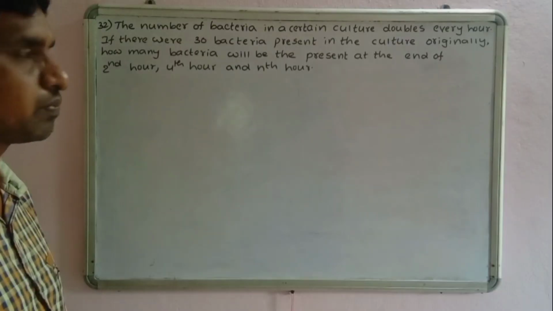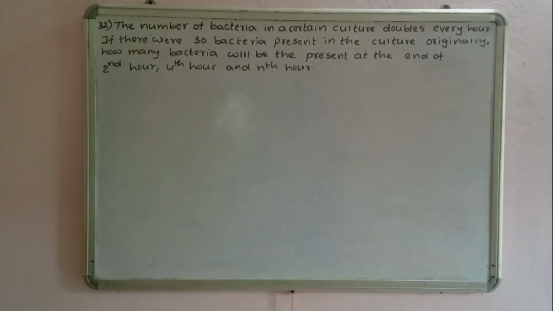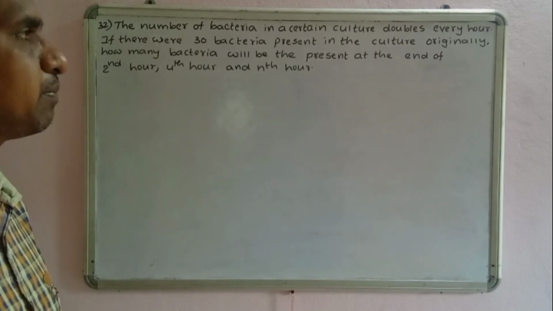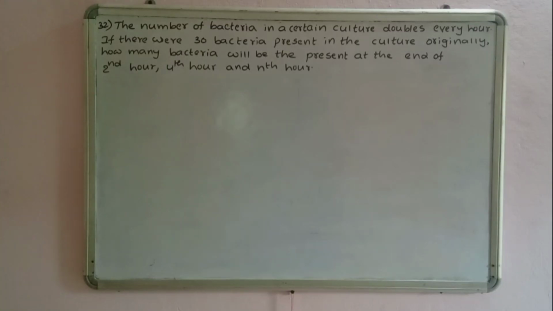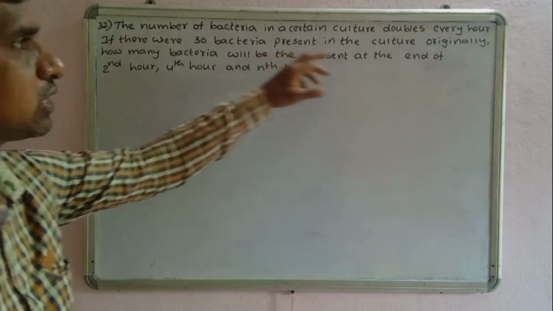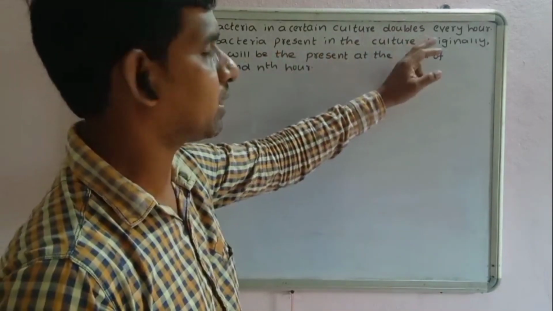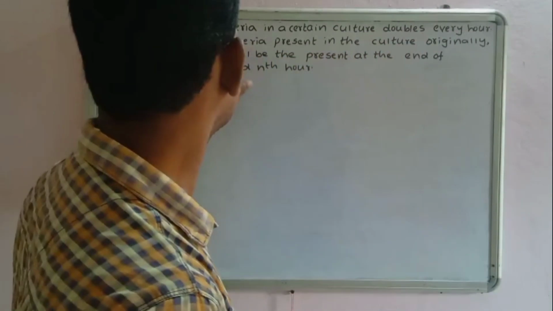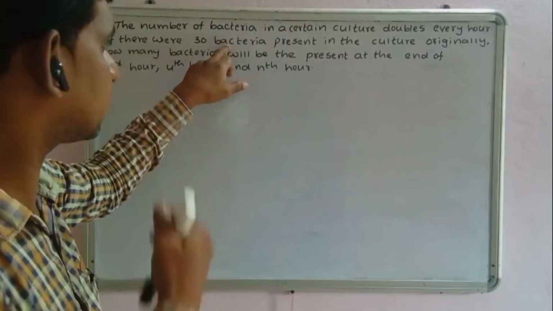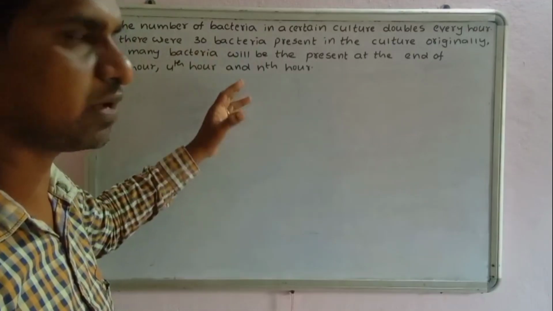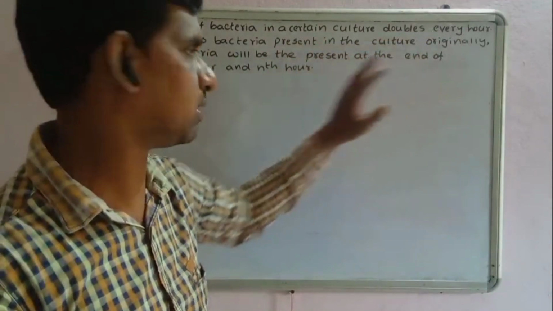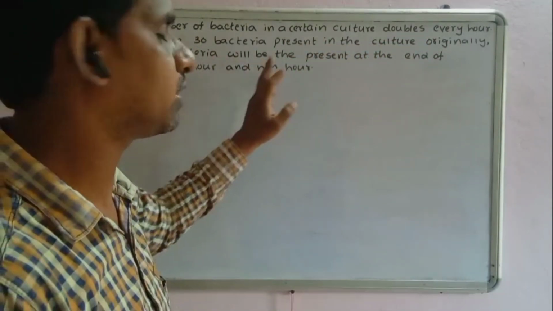See problem 32. The number of bacteria in a certain culture doubles every hour. If there were 30 bacteria present in the culture originally, how many bacteria will be present at the end of second hour, fourth hour and 10th hour? Okay, there are bacteria in a culture, and that bacteria doubles every hour. Initially how many bacteria are there? 30 bacteria. Then how many bacteria will there be after 2 hours, because every hour the bacteria is doubled? How many after the 4th hour, and after the 10th hour?